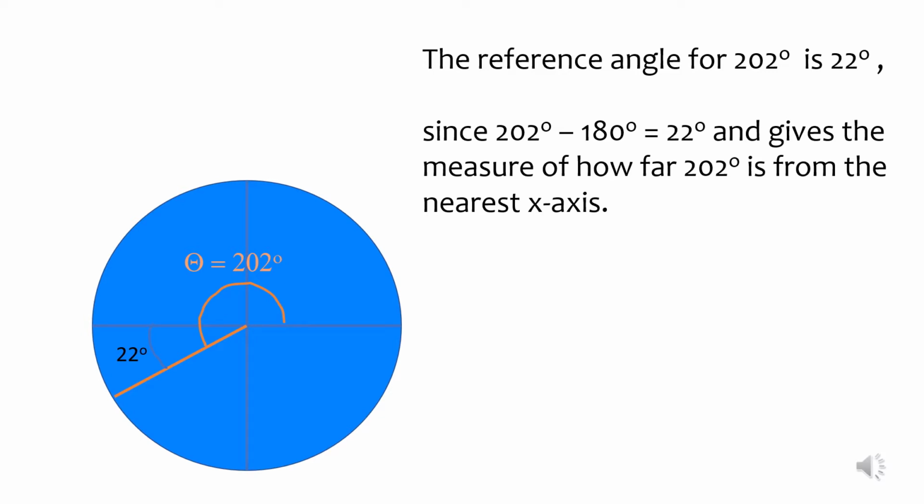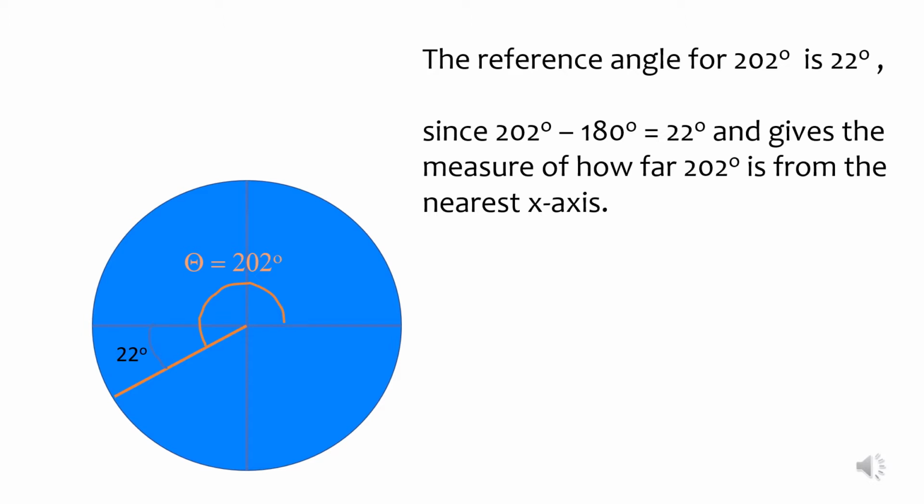202 degrees is greater than 90, and its terminal ray falls in quadrant 3. The reference angle for 202 degrees is 22 degrees. That is because the terminal ray of 202 degrees is 22 degrees away from the negative side of the x-axis. The negative side of the x-axis is the nearest x-axis to that terminal ray. Notice I can arrive at 22 degrees by realizing that 202 minus a half circle of 180 equals 22 degrees.